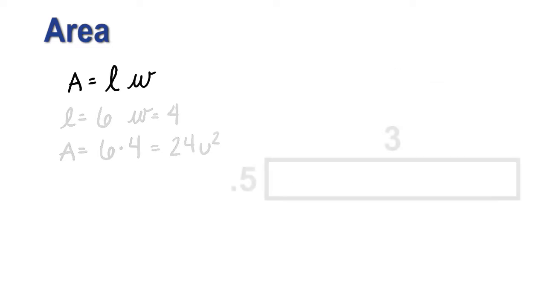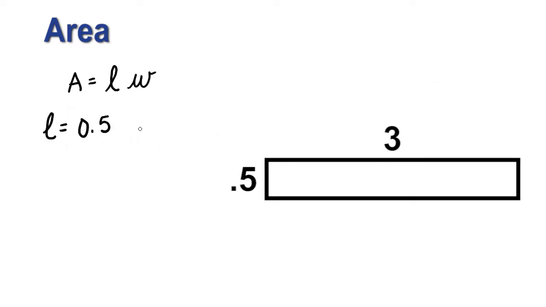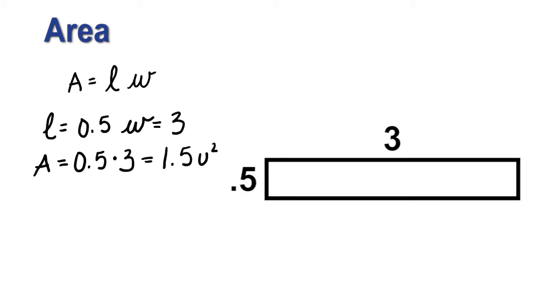Let's use a new set of values. Length equals 5/10 and width equals 3. Area equals 5/10 times 3. Area equals 1 5/10 square units. Let's examine the area of another figure.